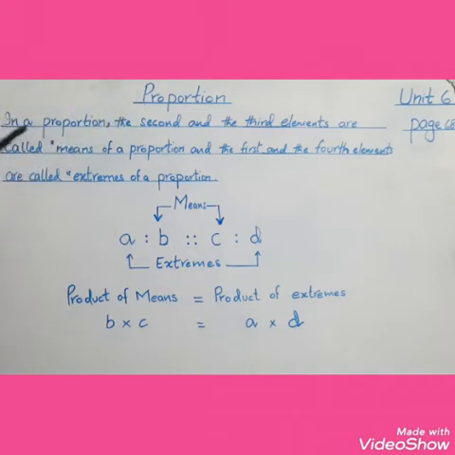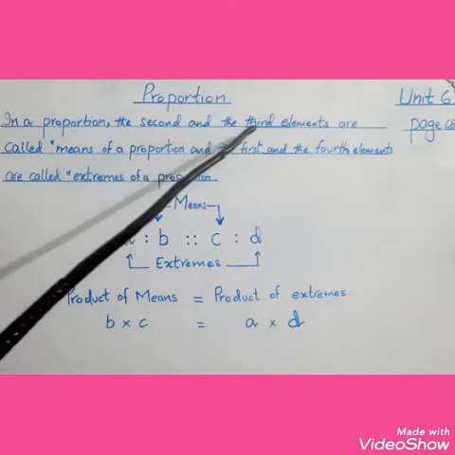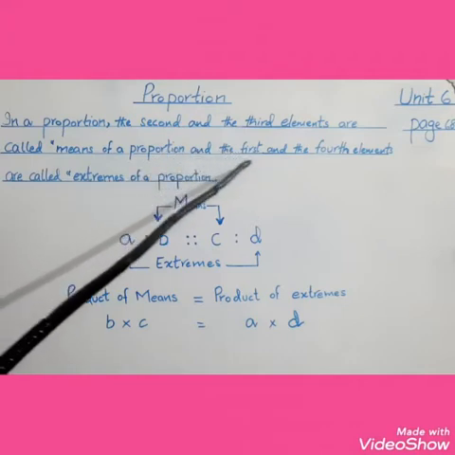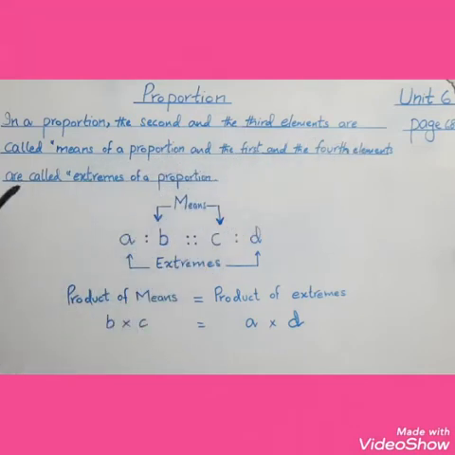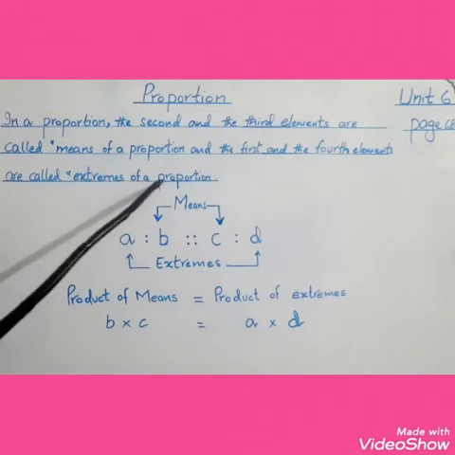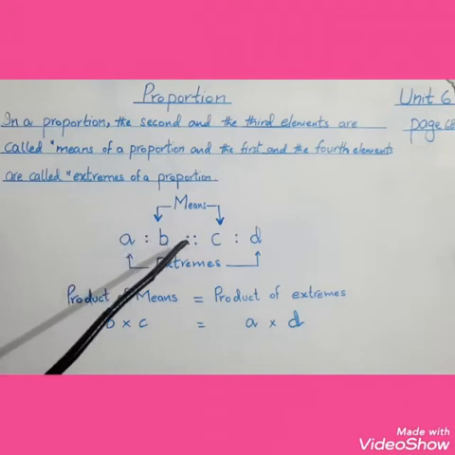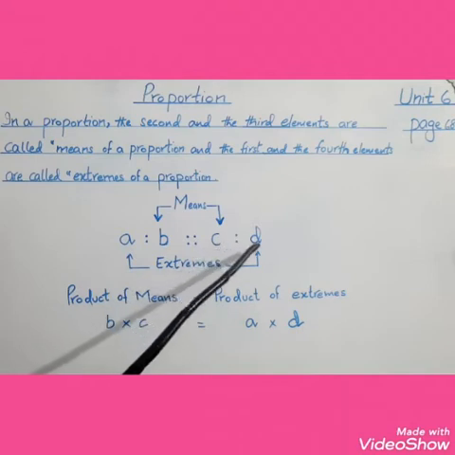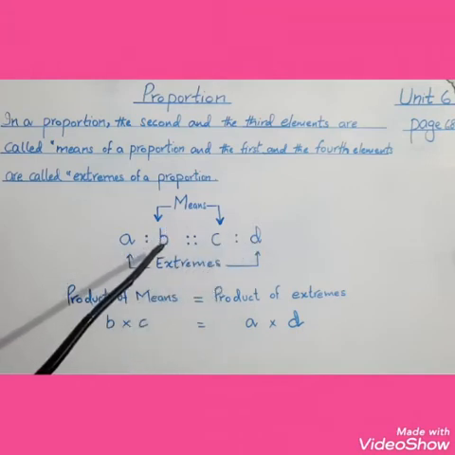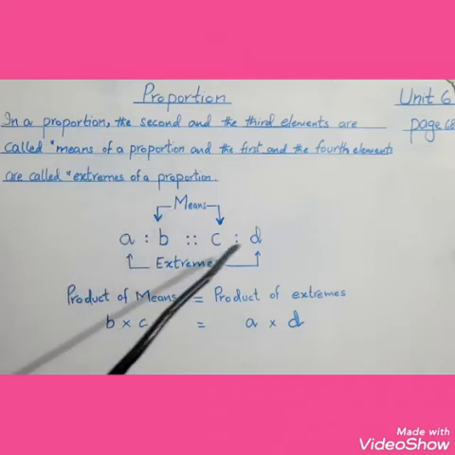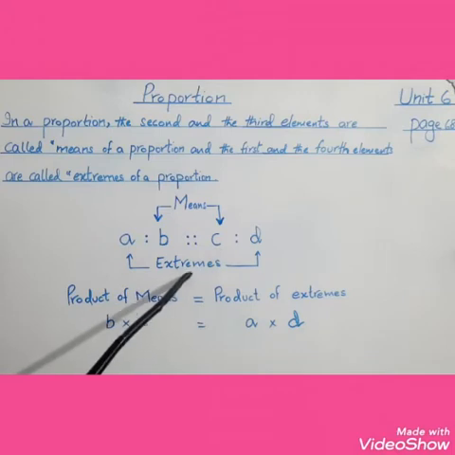Good morning, students. Today's lecture is about proportion. Now see, in a proportion, the second and the third elements are called means of a proportion, and the first and the fourth elements are called extremes of a proportion. Now see: first element, ratio, second element, proportion, third element, ratio, fourth element. So according to the definition, the second and third elements are called means, and the first and fourth elements are called extremes.